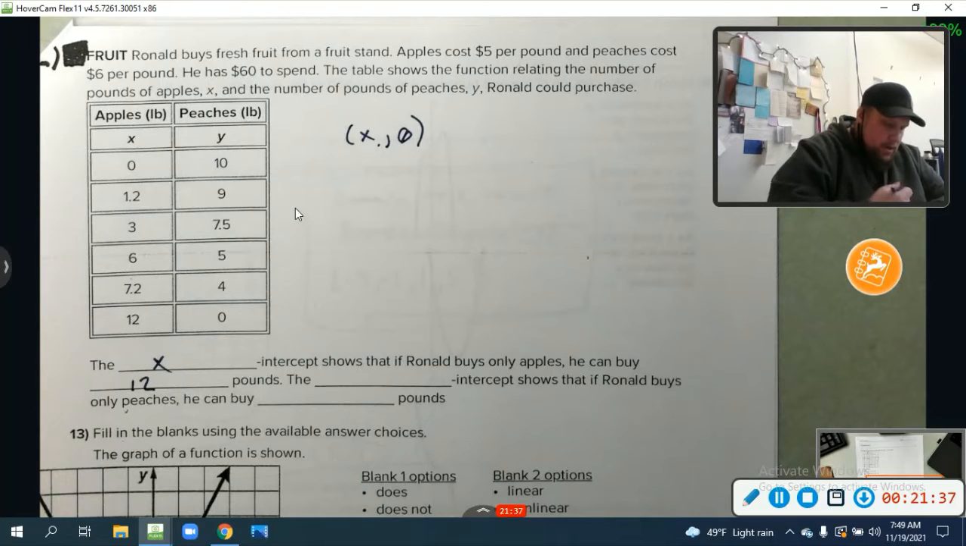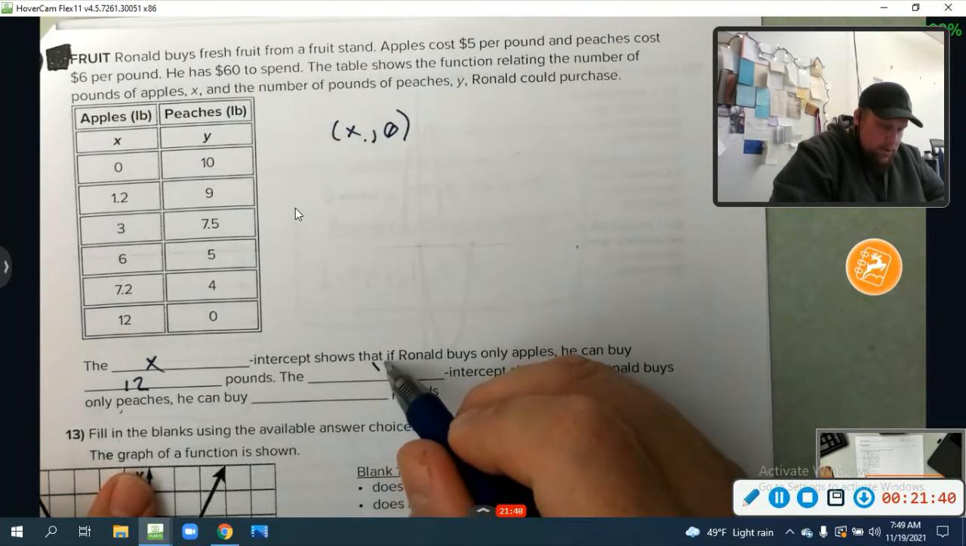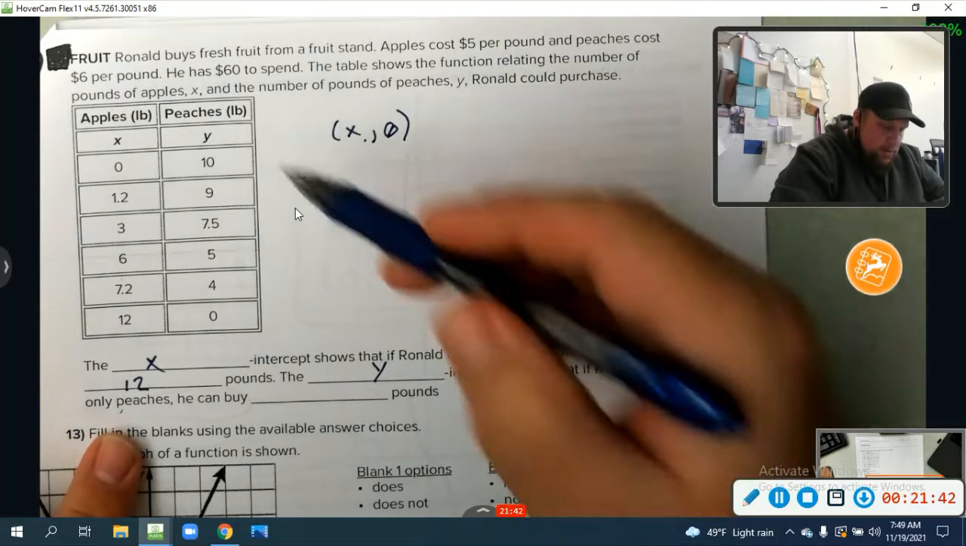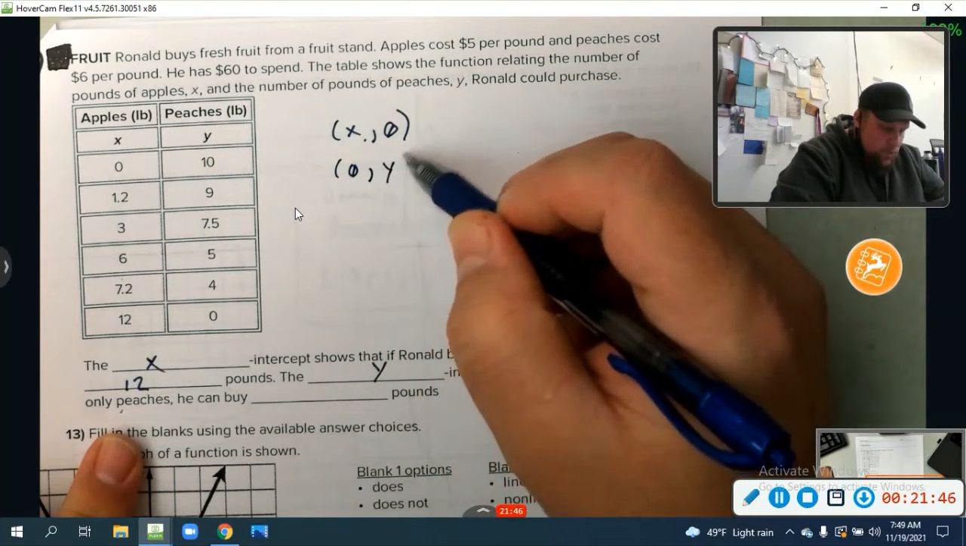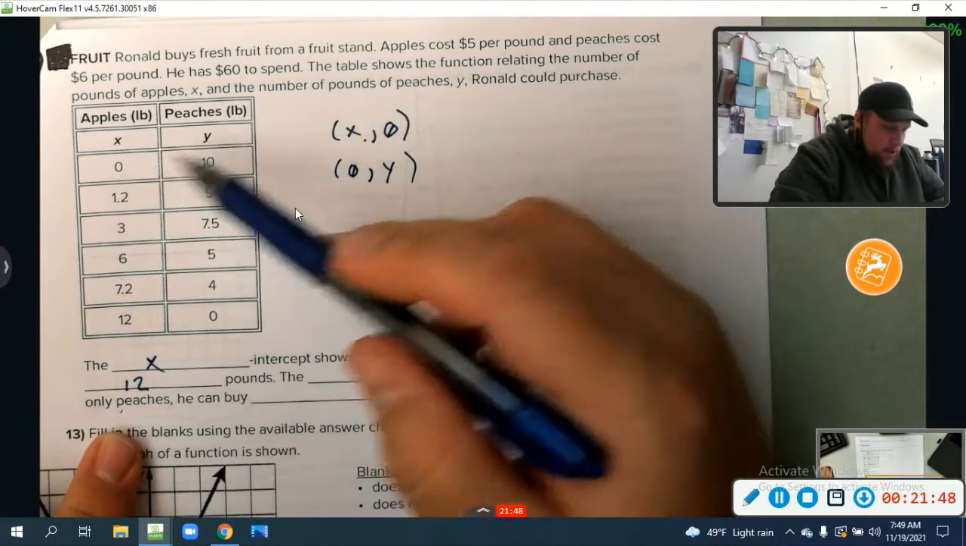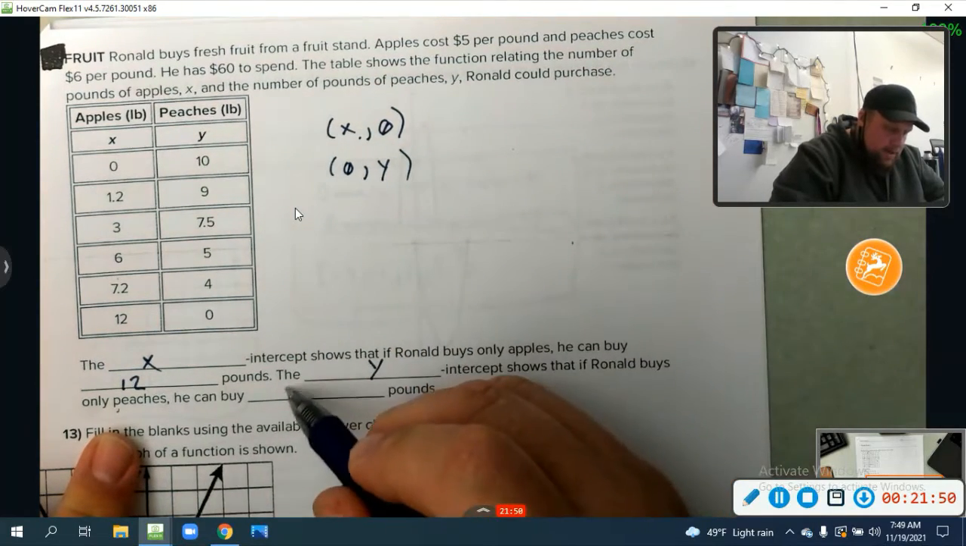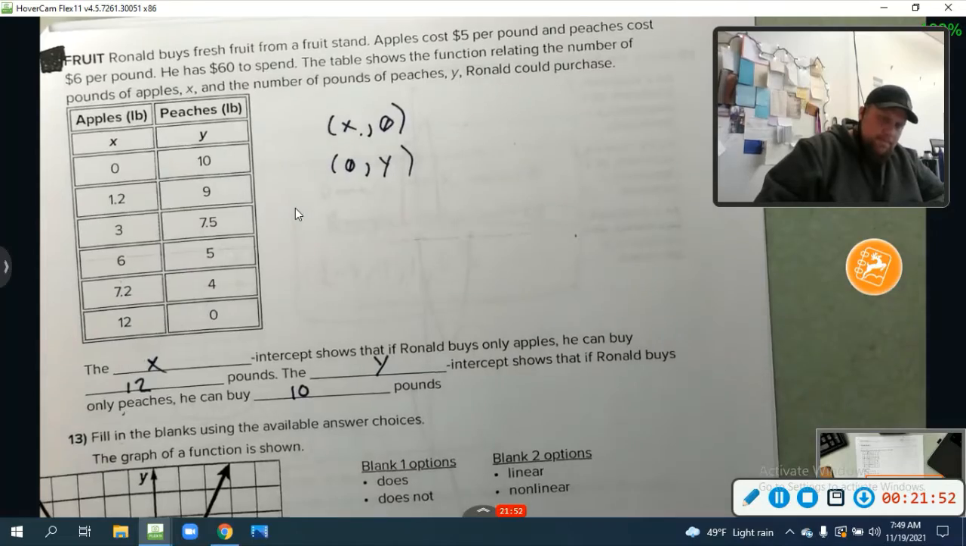Awesome. The blank, well, clearly it's going to be y-intercept, shows that if Ronald buys only peaches, and that's the y-intercept, that's because he's not buying any apples, he's just getting y. So let's look where x is 0. And what is y going to be? He can buy 10 pounds of peaches. That's it.